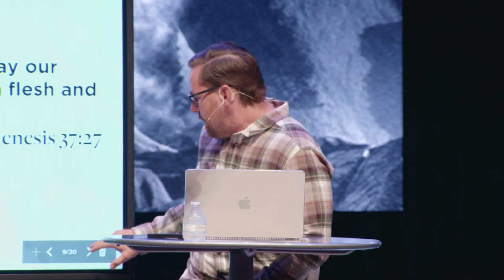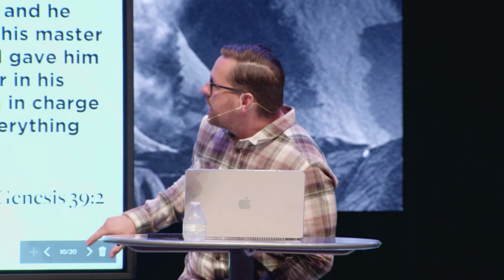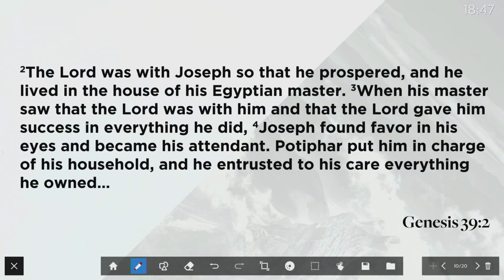So here's what it says in chapter 39. "The Lord was with Joseph so that he prospered, and he lived in the house of his Egyptian master. When his master saw that the Lord was with him and that the Lord gave him success in everything he did, Joseph found favor in his eyes and became his attendant."